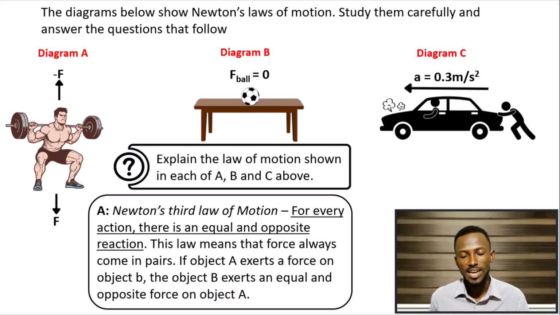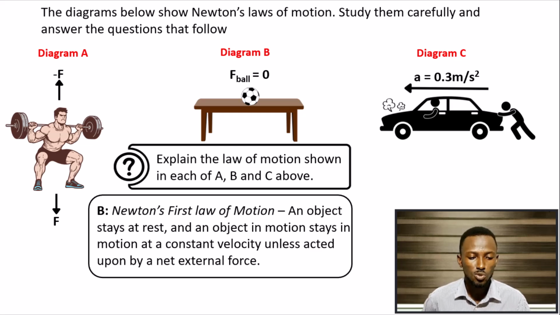So if object A exerts a force on object B, then object B exerts an equal but opposite force on object A. That is the law of motion shown in A. What about B? B has to do with Newton's first law of motion. Newton's first law states that an object stays at rest, and an object in motion also stays in motion at a constant speed, or in other words, at a constant velocity, unless acted upon by a net external force. That is what we see in diagram B.